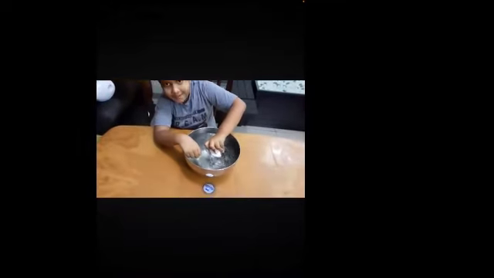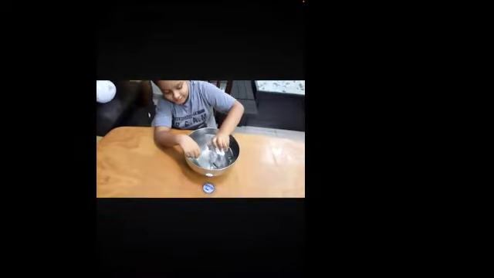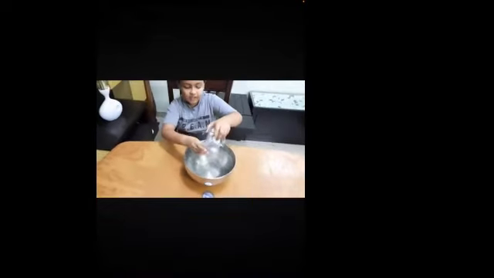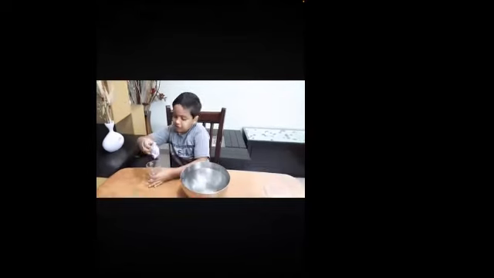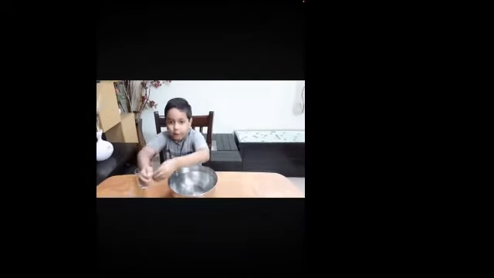Wow, see bubbles. Okay, now let's take the glass up. Let's check what happened to the tissue. Oh, it's wet. See? Water is coming out. But how? So when he tilted, what happened? That tissue became wet, and he just showed how the water is coming out of that wet tissue. So now he's telling the reason why it happened.